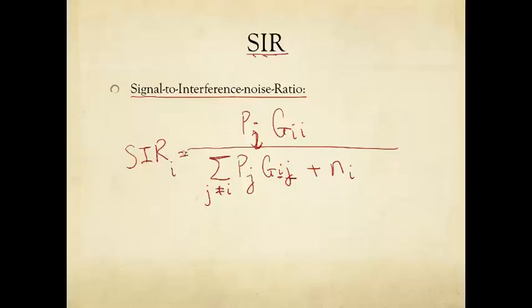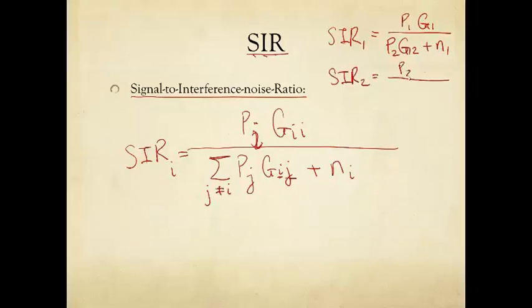For example, in our previous case, we have just two users, and therefore SIR1 is simply P1 G11 over P2 G12 plus N1. And also SIR2 is just P2 times G22 over the interference, which is P1 times G21 plus N2. But in general, you have more than one term here in the denominator. Okay, so now that we have the notation, let's look at what kind of function this SIR is.